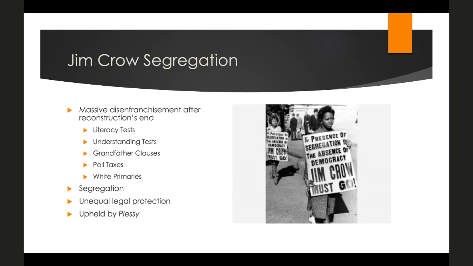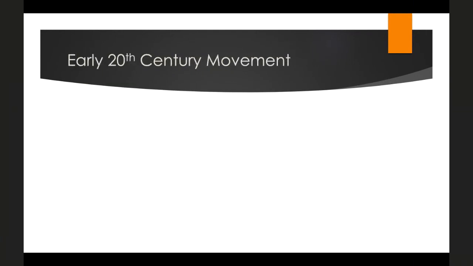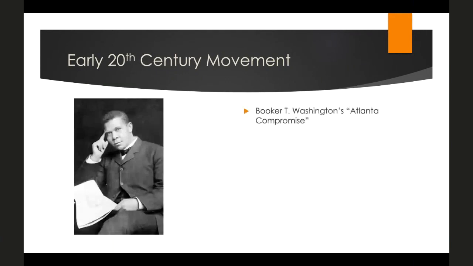In this context of segregation and legal disenfranchisement, we see a series of mobilizations in the early 20th century. For example, Booker T. Washington pushed for what was known as the Atlanta Compromise, a compromise with white political elites, in which Southern African Americans would be willing to forego full civil and political rights in exchange for basic education and due process.